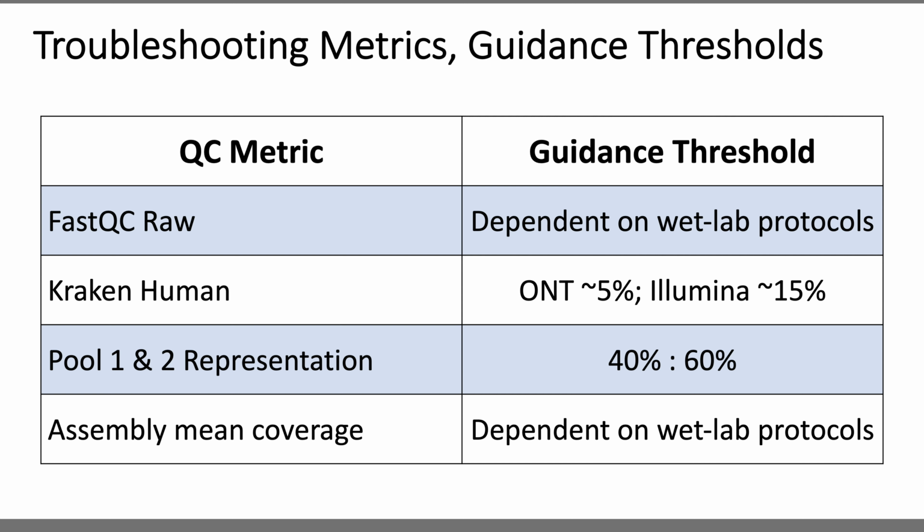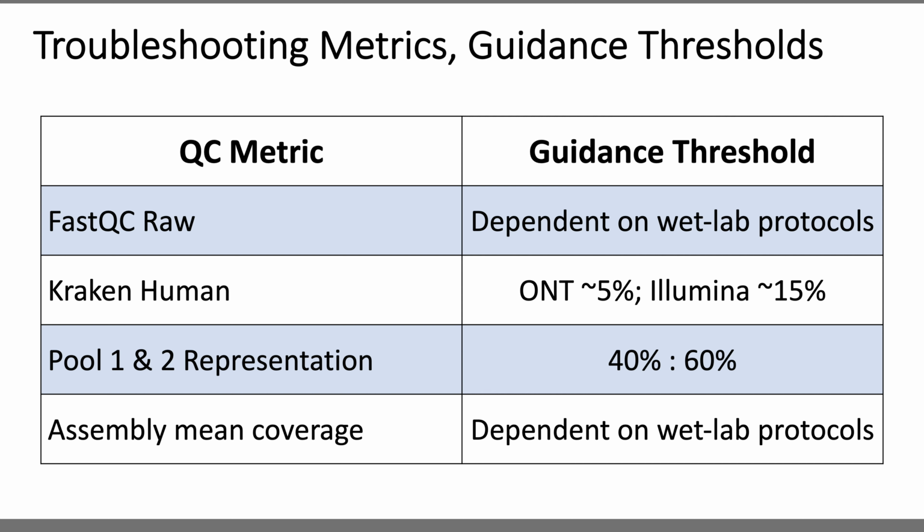For the Kraken human scores, we've seen a bit of discrepancy in the ONT and Illumina data, with rough averages of 5% of human DNA showing up in ONT data and 15% in Illumina data. Anything higher than this may be an indication of too low volume of SARS-CoV-2 read data in your original sample to generate a proper assembly, and/or an issue somewhere in the wet lab protocol that is leading to so few SARS-CoV-2 reads being generated.